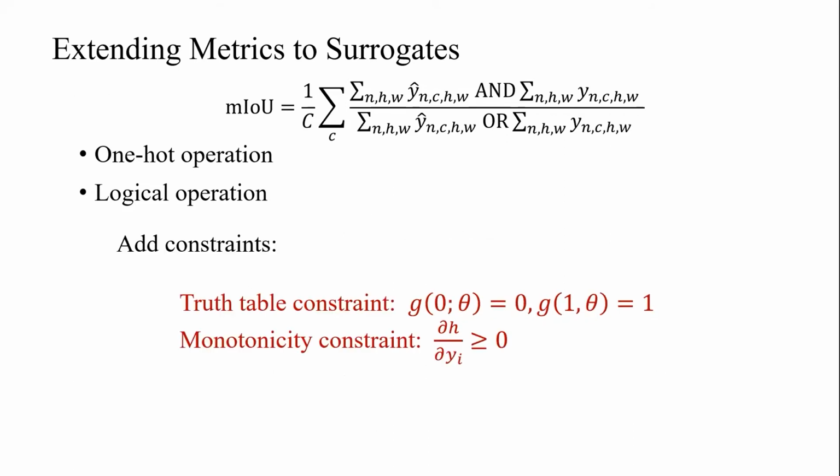Finally, we add two constraints to make the search space more compact. The first one is the truth table constraint, which enforces that the parameterized function takes the same values as the corresponding logical operators. The second one is the monotonicity constraint, which enforces that the parameterized AND and OR are non-decreasing on the range 0 to 1.